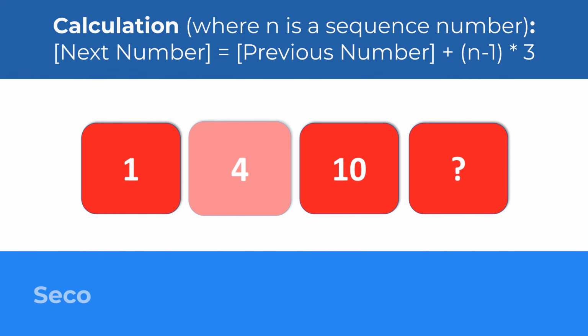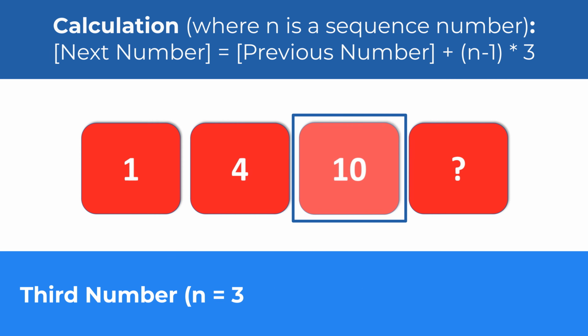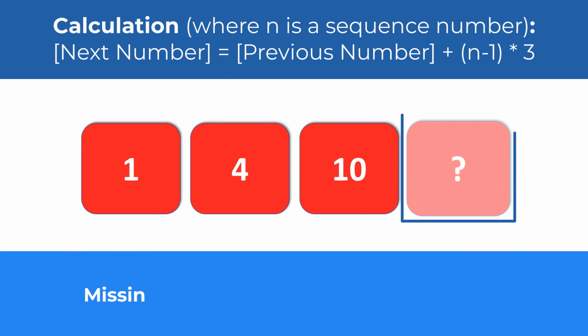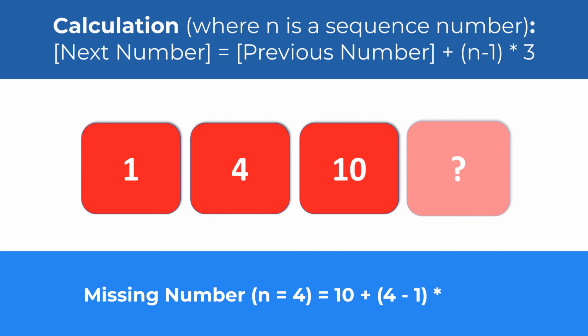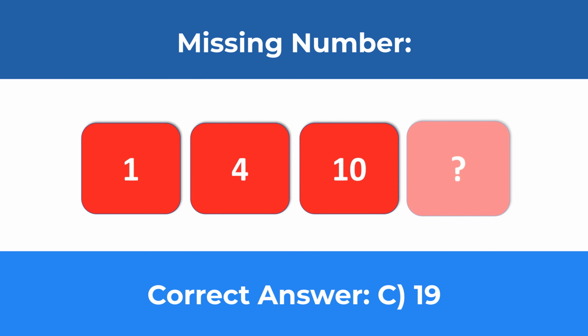The second number, where the sequence number is 2, can be calculated as the previous number 1 plus (2 minus 1) multiplied by 3, which is 1 plus 3 equals 4. The third number, where the sequence number is 3, can be calculated as 4 plus 2 multiplied by 3 equals 10. So the missing number, where the sequence number n equals 4, can be calculated as 10 plus (4 minus 1) multiplied by 3 equals 19. So the correct choice here is choice C, 19.